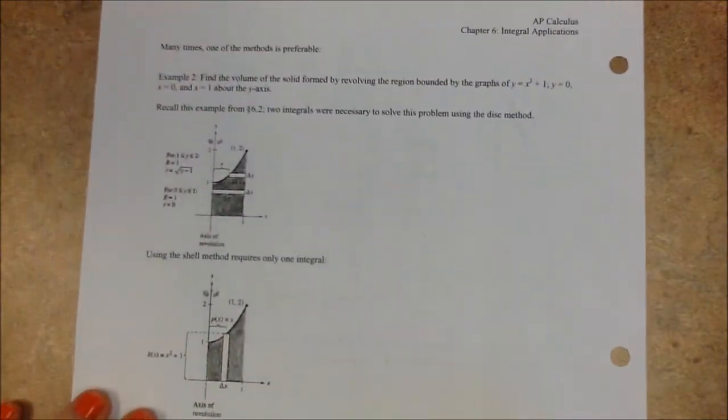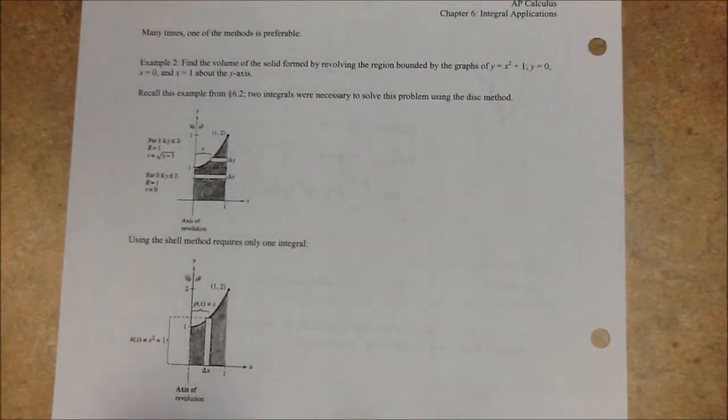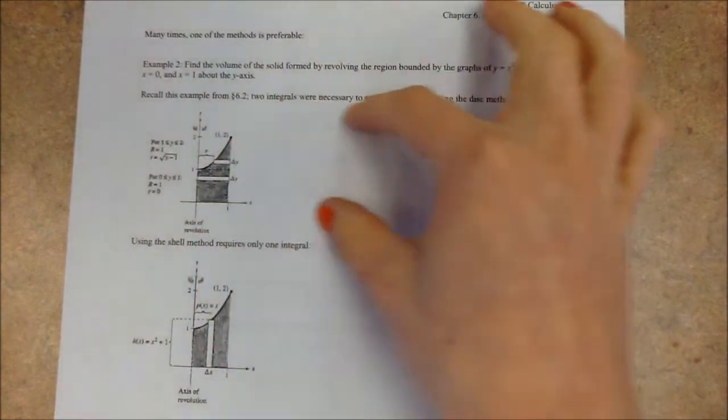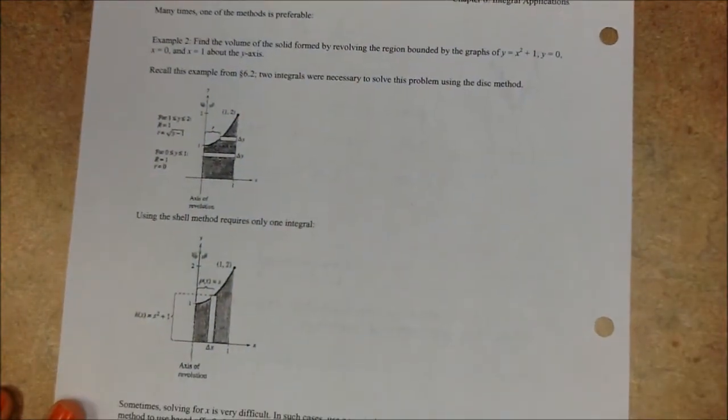So let's take a look at another example that will hopefully make that make sense as well. So that's just what I was saying here, is many times one of the methods is preferable. So we've got this example that we saw in the previous notes. I'm not going to rewrite this one out, but I'm just going to recap for you.